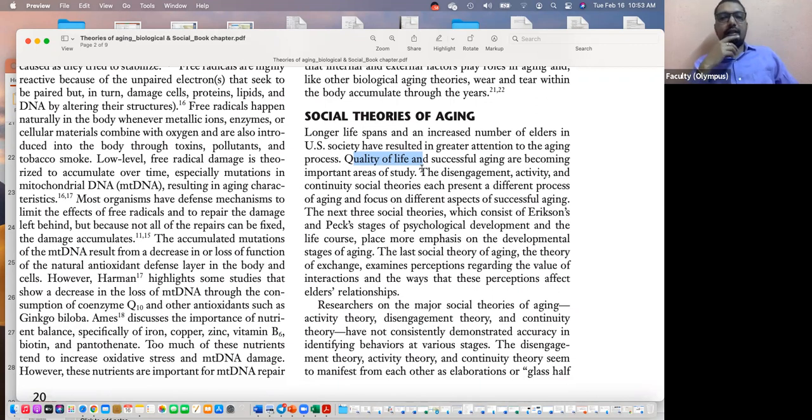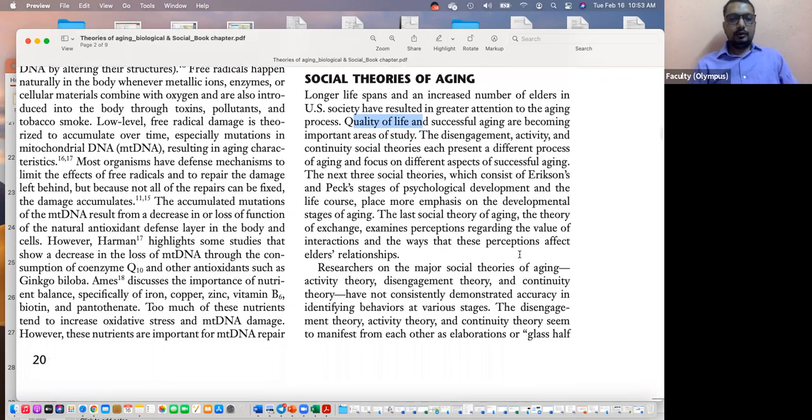There are three theories that explain how we should take the aging process in the social context. There are many theories, but in the literature I have seen three that they talk about. They are called the major social theories of aging: activity theory, disengagement theory, and continuity theory. Let me explain what those theories are.